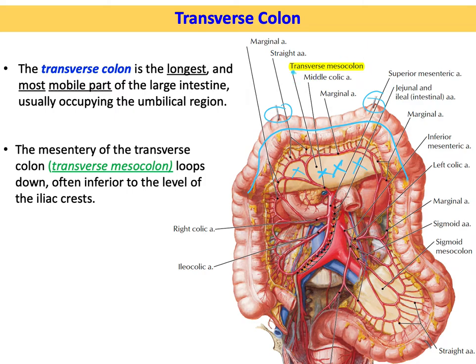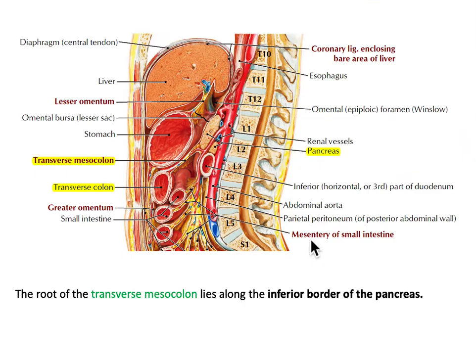We call it transverse mesocolon, right? Transverse mesocolon. So this is a sagittal section. You can see here is the stomach and here is the transverse colon. And you see the transverse colon, it's an intraperitoneal structure and fixed to the posterior abdominal wall by a mesentery called transverse mesocolon. Look at it here, like spread up and below the pancreas.